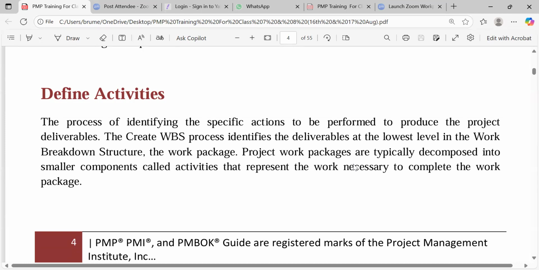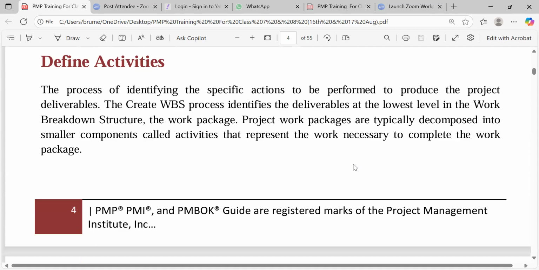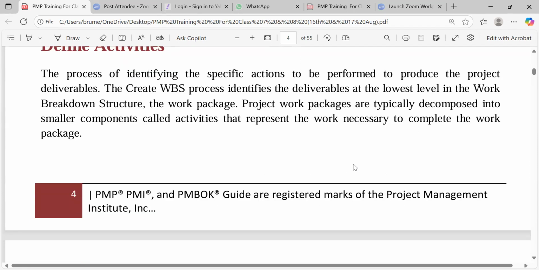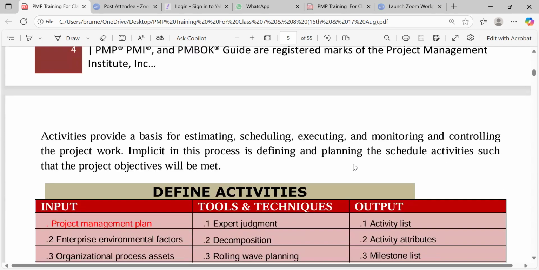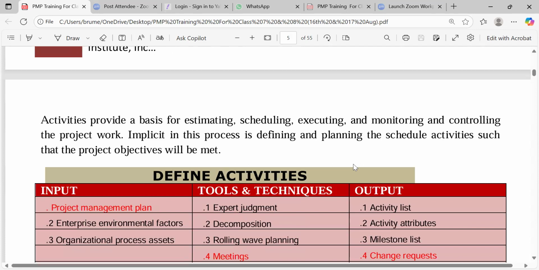So that is that. The project work packages are typically decomposed into smaller components called activities that represent the work necessary to complete the work package. So for us to achieve the work packages, we need to further cascade them down into activities. The activities provide the basis for estimating, the basis for scheduling, and the basis for executing, monitoring and controlling the project work.